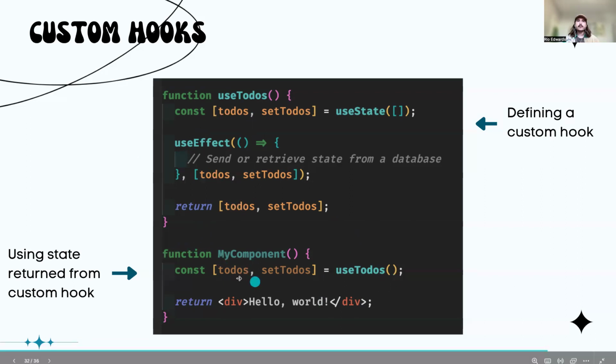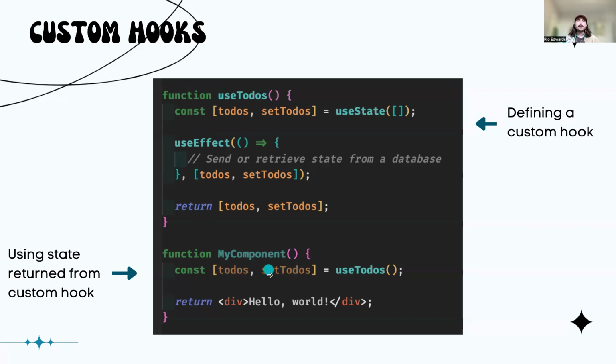We have our component with to-dos and set to-dos. And instead of saying useState, we're using a custom hook called useTodos. Our custom hook, useTodos, is right here. It's basically a normal JavaScript function, except it has to start with the word use. So you make your own function and you have to start it with use. And then you can have React hooks inside this function. Here I'm creating state using useState for the to-do state.